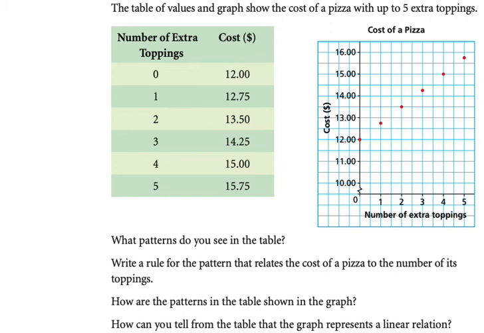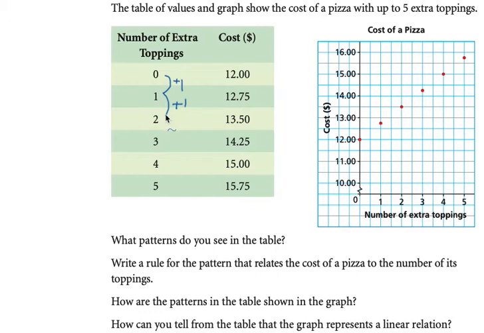When we look at the questions that come from the table and the graph that we have here, the first one says, what patterns do you see in the table? So when we look at the table, I see that the toppings, we start with 0 toppings, and then we increase by 1. So every one of these is a plus 1.